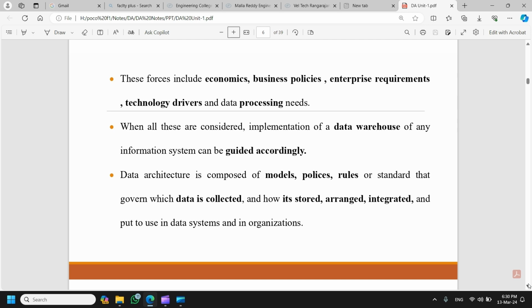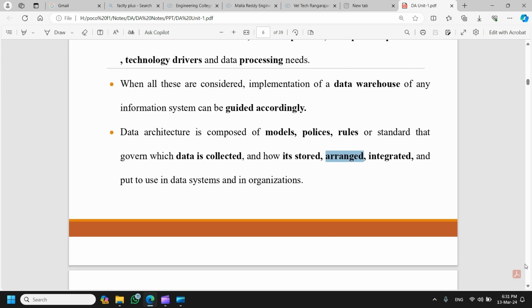Data architecture is composed of models, policies, rules, and standards that govern how data is collected, how it is stored, how it is arranged and integrated, and how it is put into the data systems in the organization.